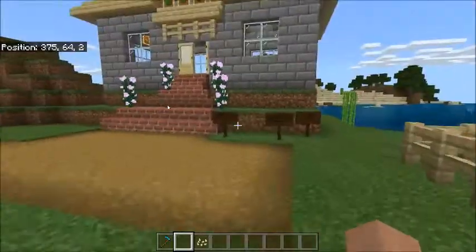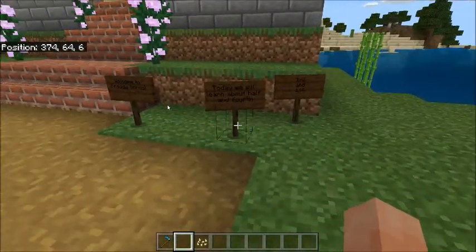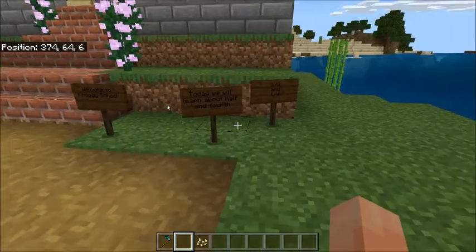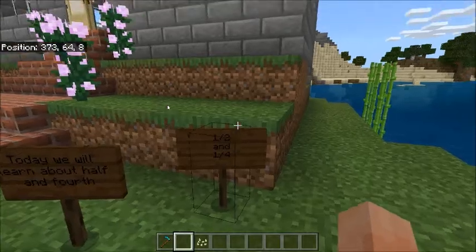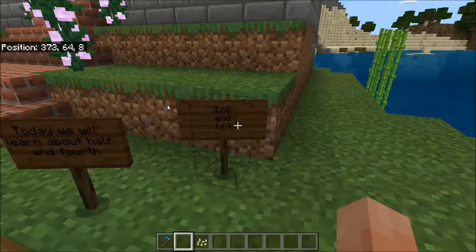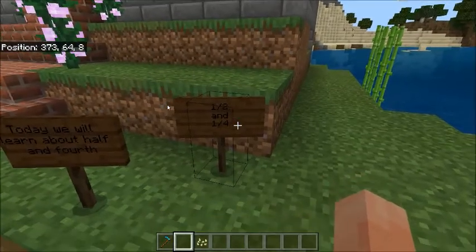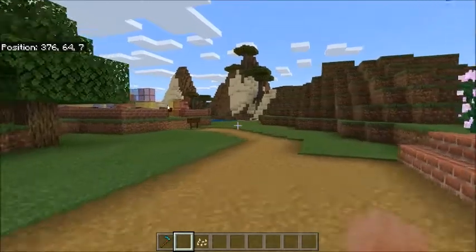Let's go ahead and learn about fractions now. So today we will learn about halves and fourths. So you can see here that that's what 1/2 looks like, the symbol, and 1/4 looks like. 1/2 and 1/4. And we're going to look at why that says that today.